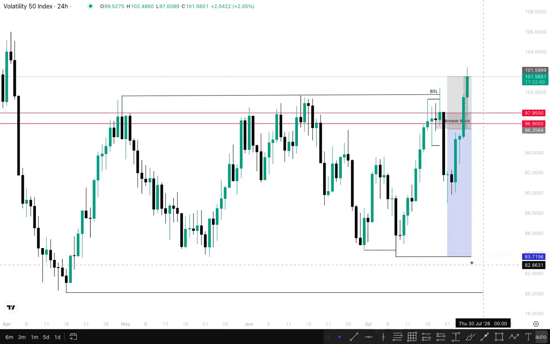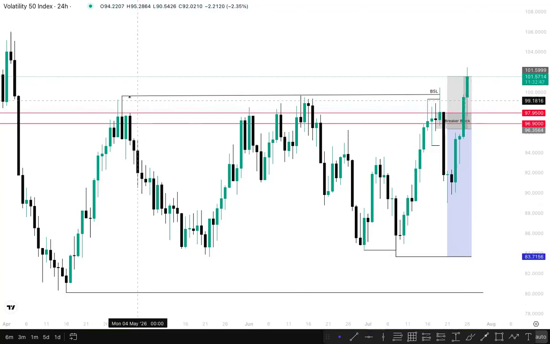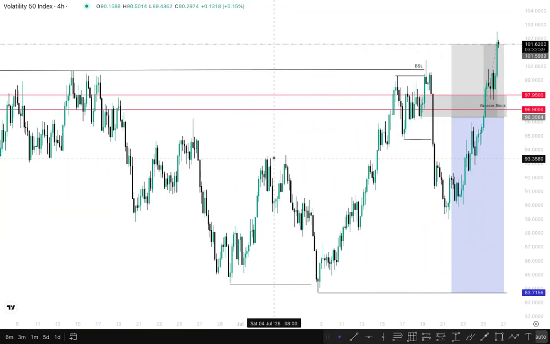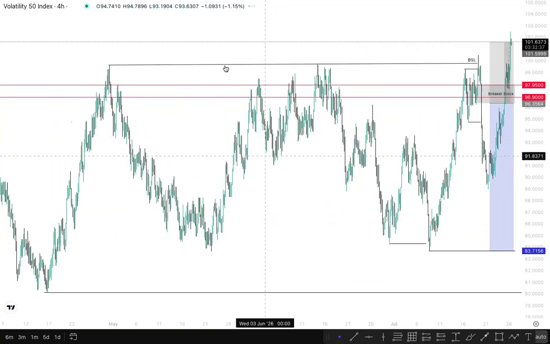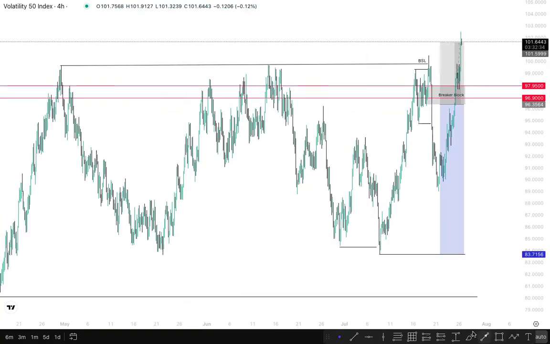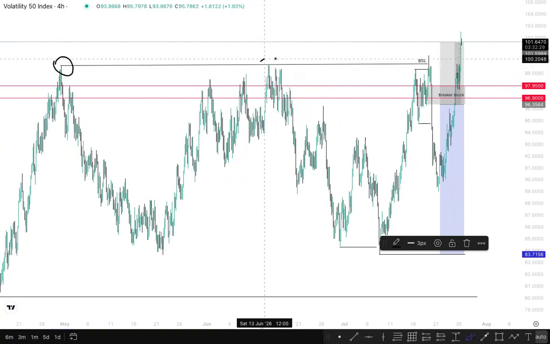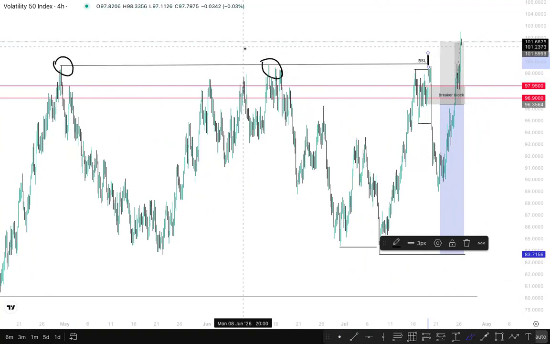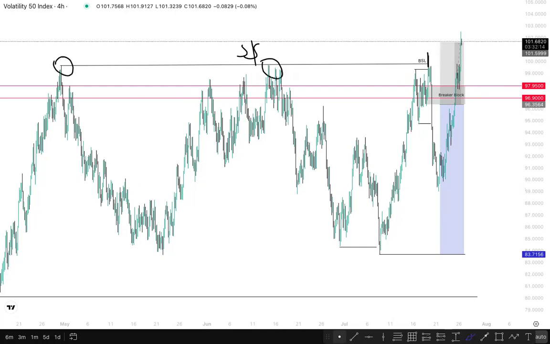Okay, so I saw this setup because price took out the buy stop liquidity. I went down to the 4 hour time frame, and over here in the 4 hour time frame, you can clearly see we have this high here. Now what happened? Price took out the high, taking out all the stop losses resting above here.